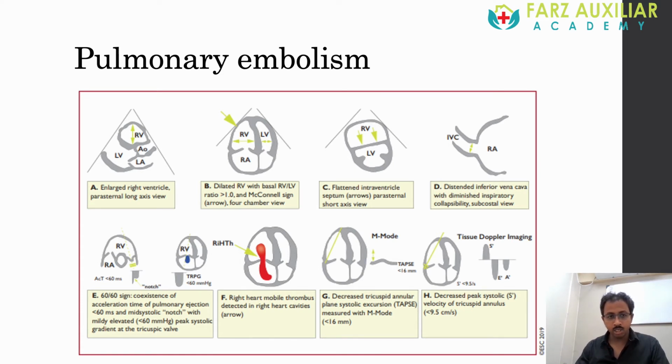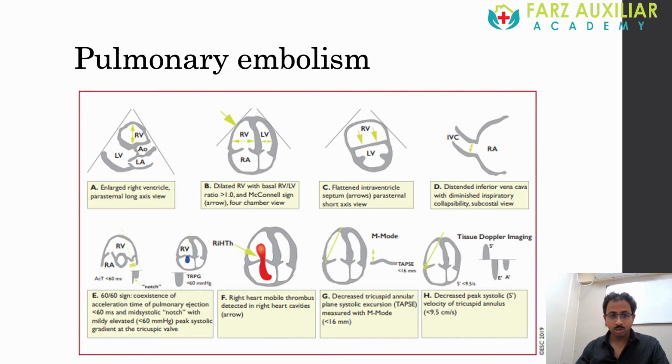So just putting in the parasternal long axis view, if the enlarged right ventricle is showing in the parasternal long axis view, or in the apical four chamber view there is a dilated RV, along with an RV by LV ratio of more than 1, that means the RV diameter is more than the LV. So definitely the RV overload is there, maybe pressure, maybe fluid, particularly in this case it is pressure overload.